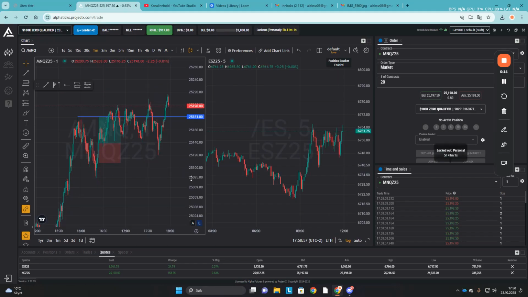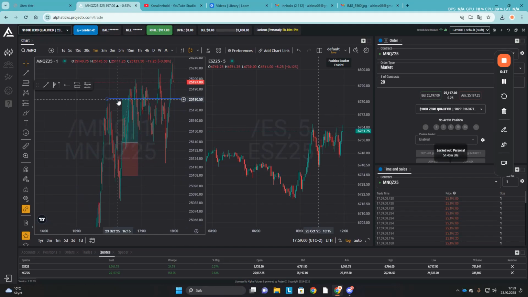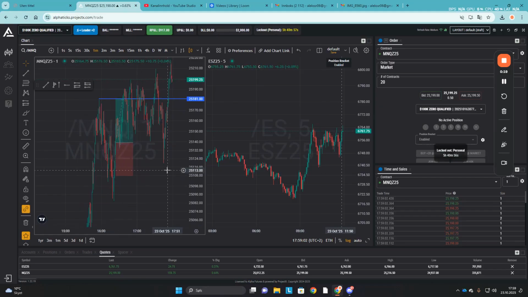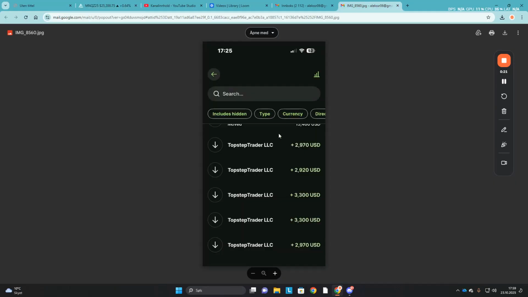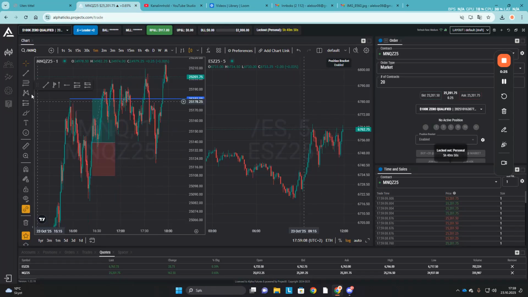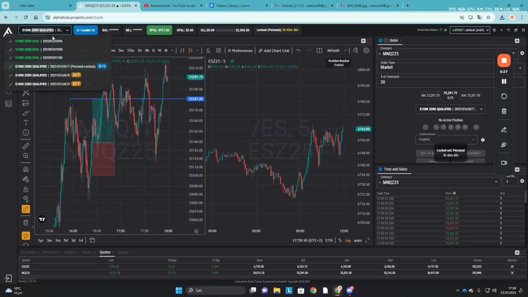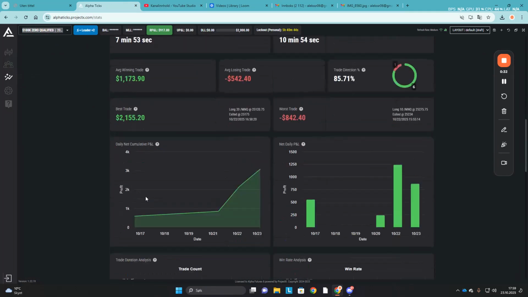I started trading about 3 years ago and became profitable about 1.5 years ago. I have multiple payouts, as you can see right here from Top Step, and right now I'm on my Alpha account. These are qualified, and I have 3 other evals, which I'm going to do later.